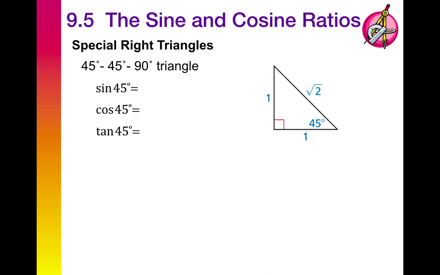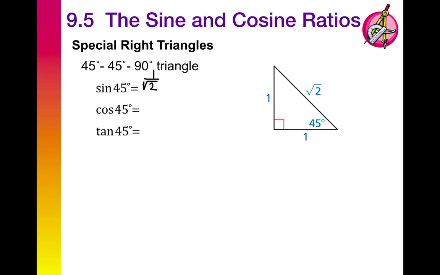We know that if we have a 45-45-90-degree triangle, then if this side is 1, this side has to be 1. And to get the hypotenuse, you just multiply the leg times the square root of 2. So it's just the square root of 2. If I want to get the ratio sine of 45, I take the opposite, which is 1, over the square root of 2, which is the hypotenuse. So 1 over the square root of 2.